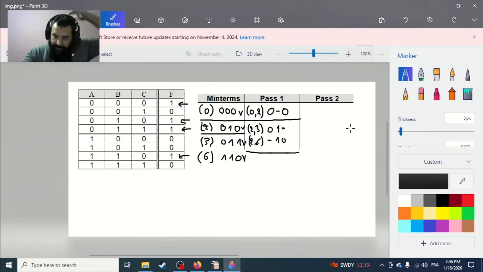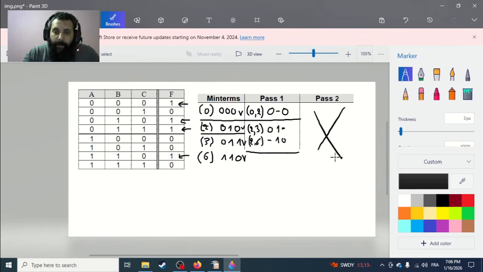Okay, very good. Let's see if we have implicants with the same dash. This dash is at the second position, at position B. This one is at position C. This one is at position A. It's impossible to do any comparison, any aggregation. In this way, we are stuck. It's impossible to do more.